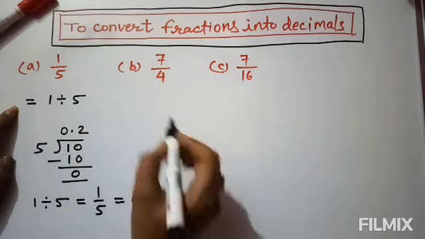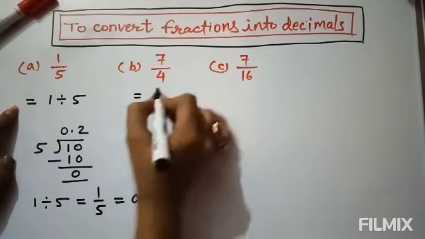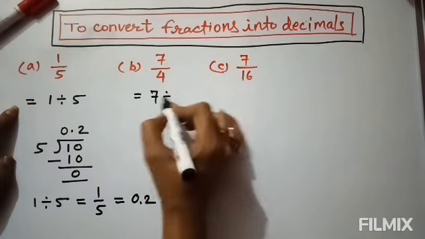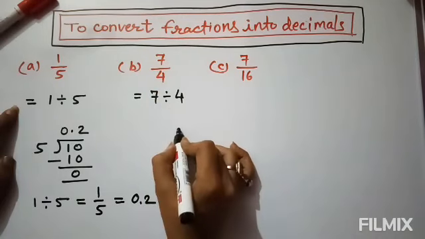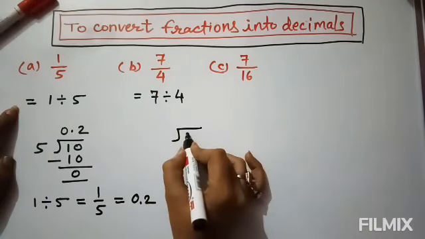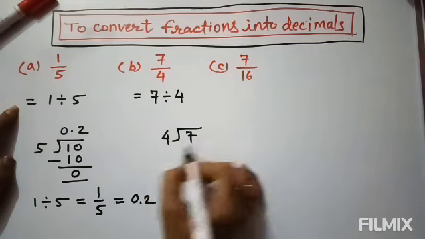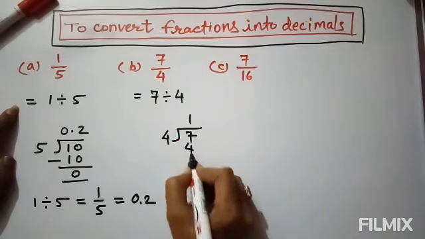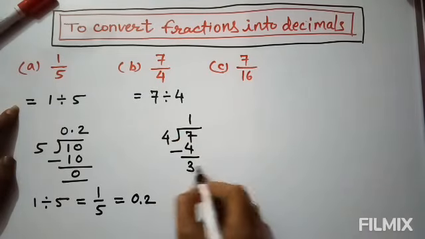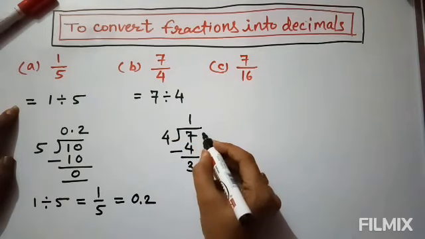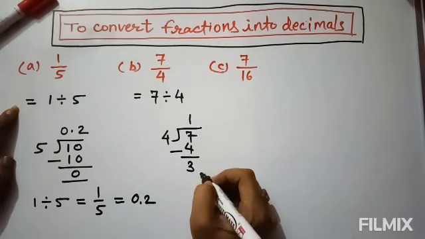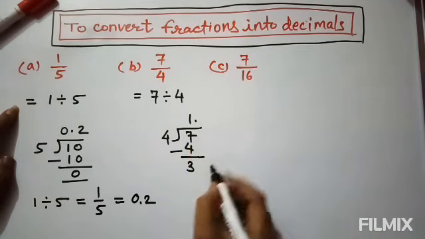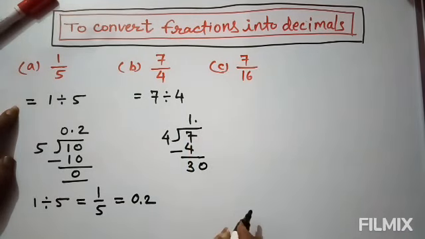Now solve another question. First of all, write it into the division form as a dividend and divisor. After that we will divide the number. It is able to divide by 4. 4 1s are 4. Subtract the number, 3. Now no further number remains to take down, so we will put the decimal and increase 0 in this number.